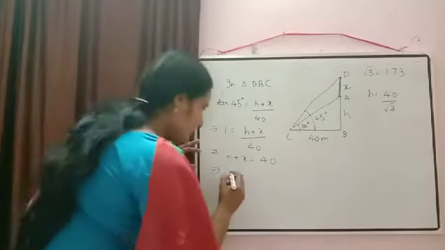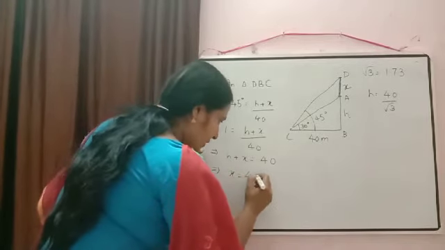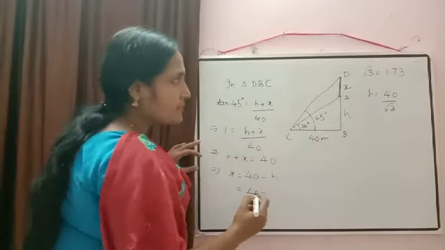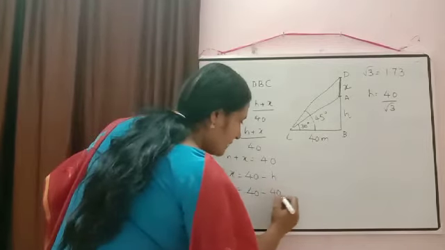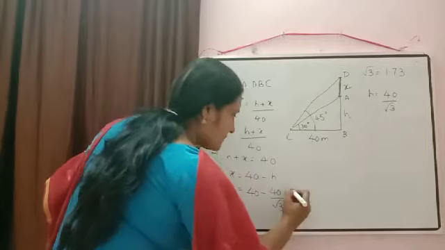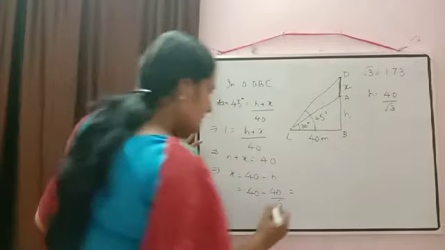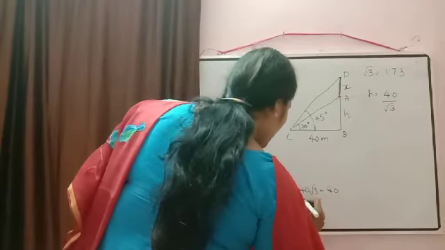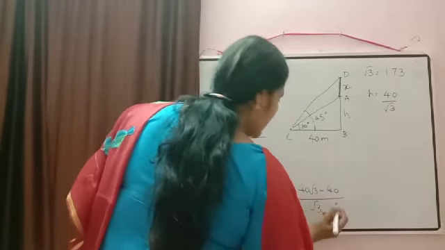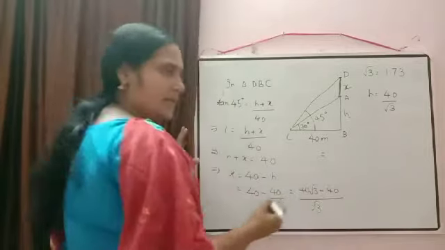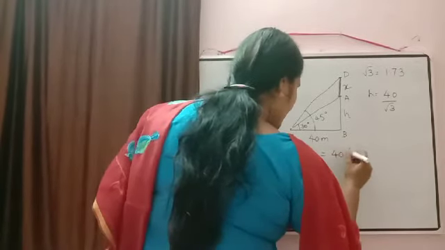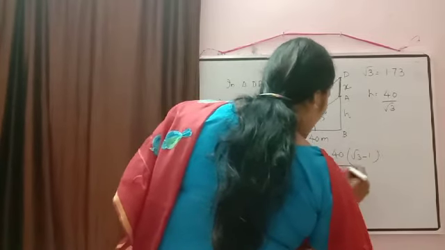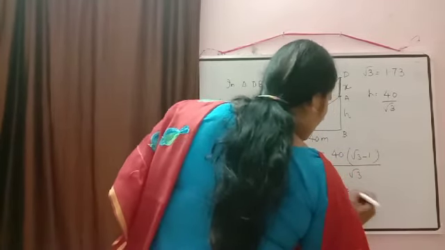Now we need the value of x. So h we can shift there, 40 minus h. And we know the value of h, so we will substitute there, that is 40 by root 3. Now we can do the cross multiplication. Then we will get here 40 root 3 minus 40 by root 3. 40 we can take common. 40 taken common, inside the bracket it will come root 3 minus 1 by root 3.